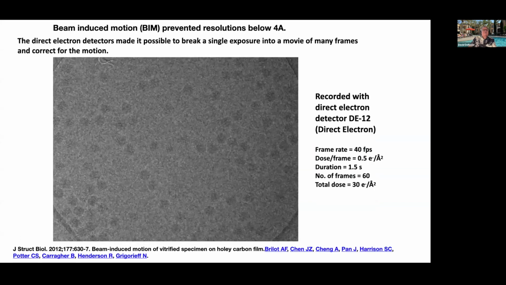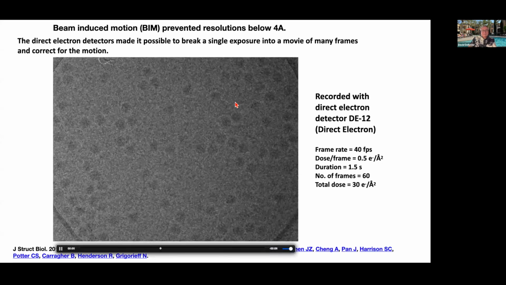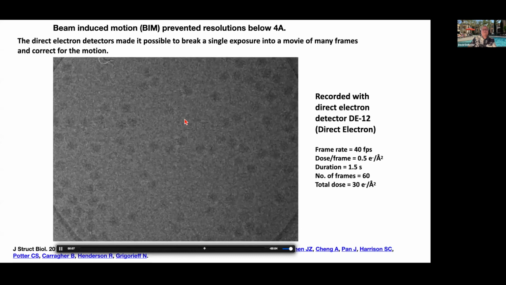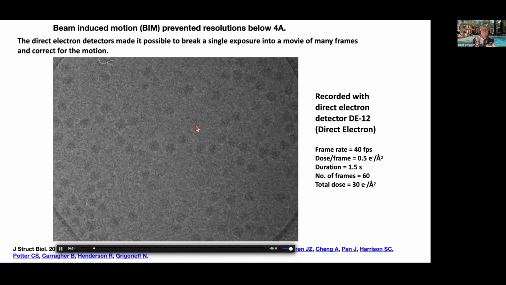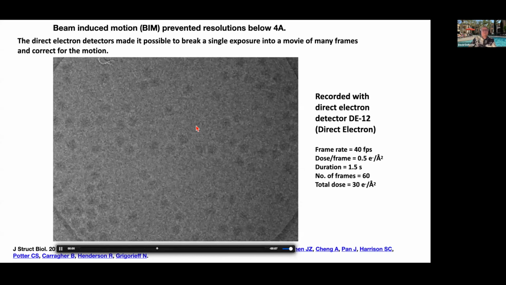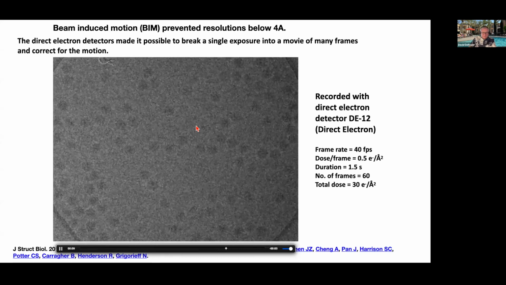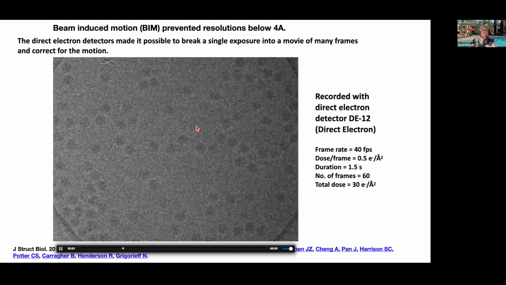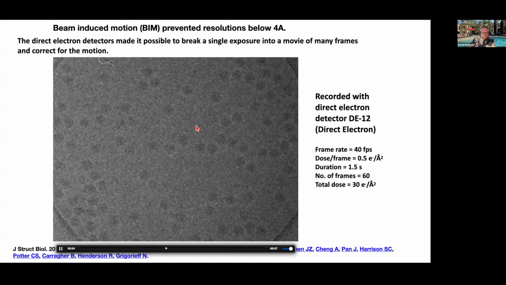Now, here is an example of a movie made with a direct electron detector. And these are virus particles, you can see. And this is a run through the 40 frames. Well, it's pretty hard to tell what's going on. So in order to see about this problem that had plagued us for years, the EM community, it was called beam-induced motion. That is, when you turn on the electron beam, things move.